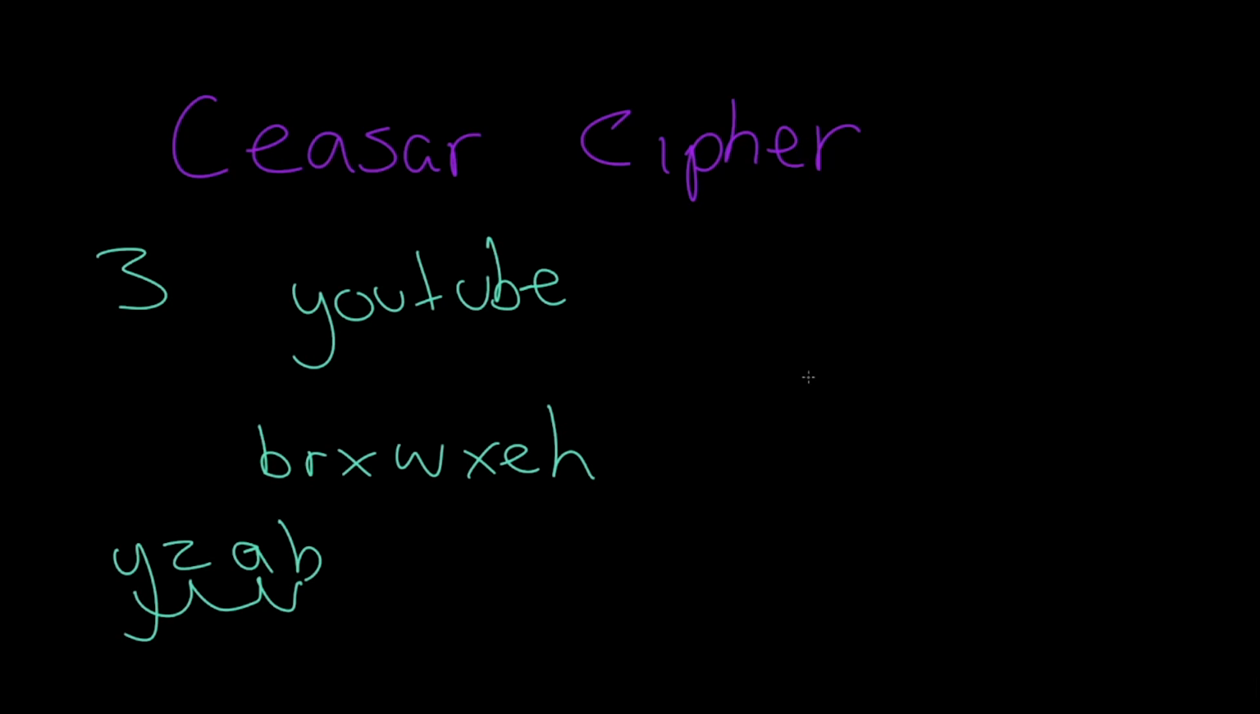So now, to decrypt, all you do is work backwards. Okay, so you start with B, for example, and you know that the key is 3. Moving backwards 3 spaces, you get Y. And you continue on until you get the plaintext, which in this case is YouTube.